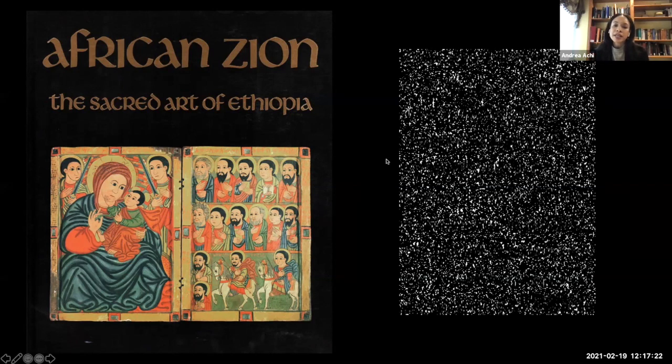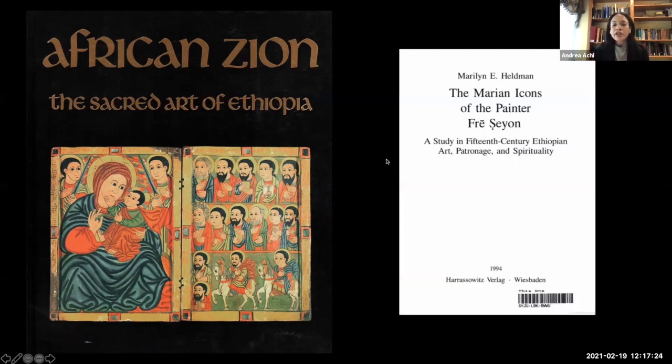The art historian Marilyn Heldman was the primary curator of the exhibition and wrote much of the catalog. Shortly after the exhibition, she published a focused book on Ethiopian icons titled The Marian Icons of the Painter Fre Seyon. In his 1996 review of the book, the Byzantinist Robert Nelson begins by considering the backgrounds of the various potential readers of this book on Ethiopian art.